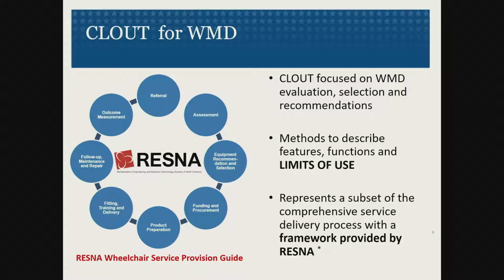There's funding and procurement. There's product preparation, fitting, training, and delivery, and so forth, all the way to the end where we measure outcome measurements and refer the client. So the CLOUT really gives us a way to define the limits of use of technology along the wheelchair service provision pathway. And so now we'll move into the product quality and safety part of the discussion.